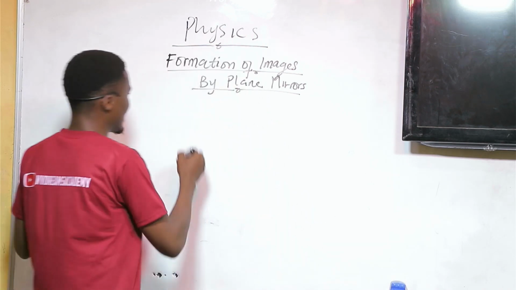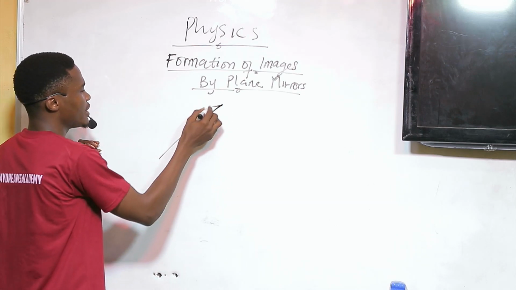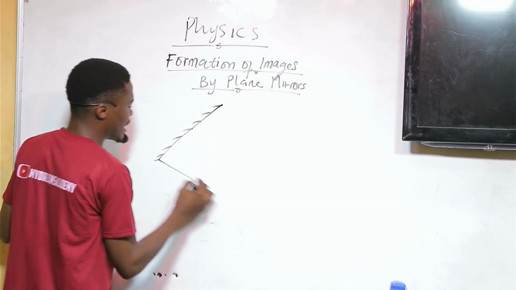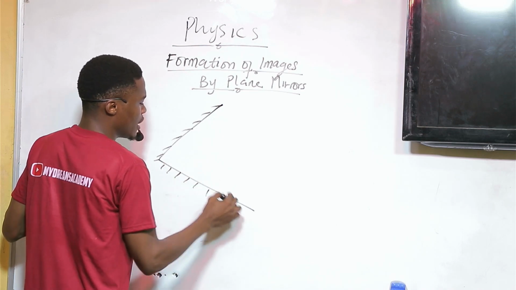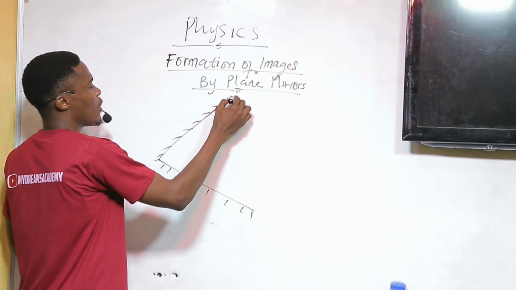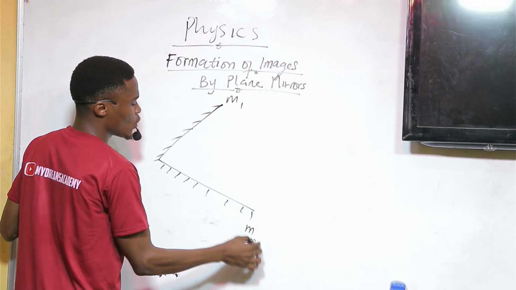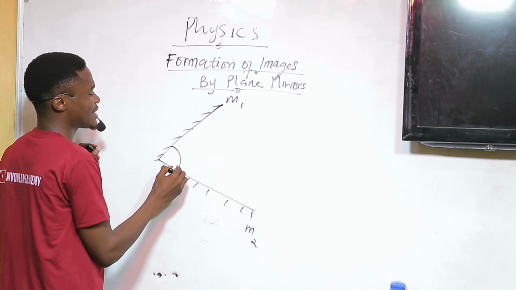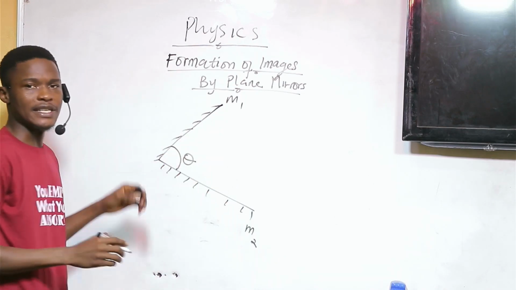So look at this analysis. Imagine I have one mirror here. This is mirror 1, and this is mirror 2. So I have these two mirrors inclined at a certain angle. Let's call that angle theta.